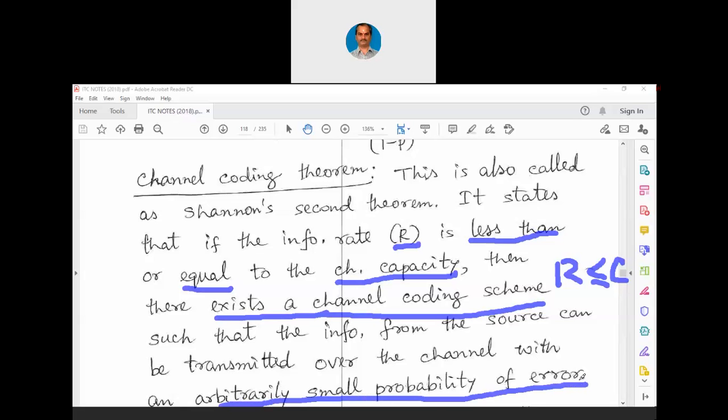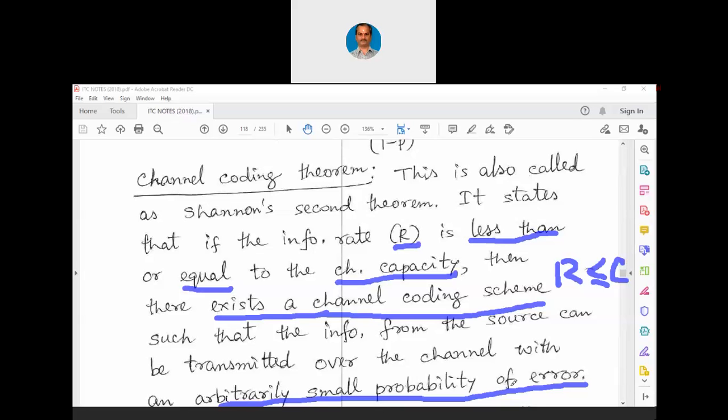In such a case also, error is bound to happen in the communication channel. There is no ideal communication channel at all. But in spite of the error, it is possible to decode and extract the information at the destination, provided R is less than C. If R is greater than C, then even if we have a channel coding scheme, we may not be able to extract that much information.